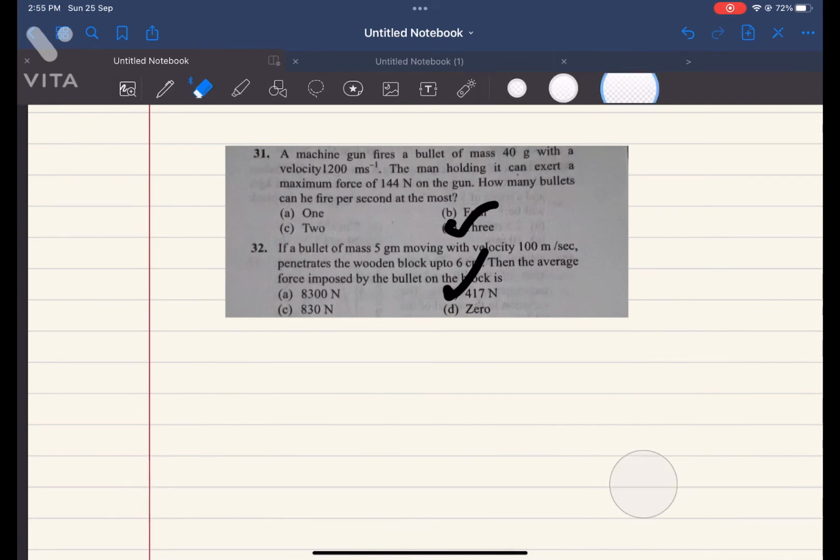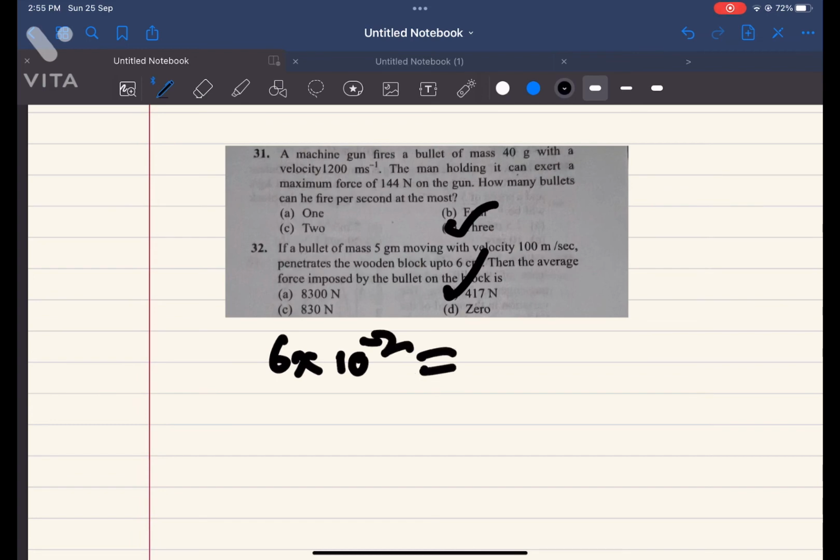Now the other method to solve the question is using the impulse momentum equation. How do I do it using the impulse momentum equation? We know integral of f dt is equal to change in momentum. So I need to find the time, and I assume the force is constant throughout the time interval. So how do I find the time? We know the displacement is nothing but average velocity into time, and average velocity, since it's a constant retardation, is v plus u by 2.